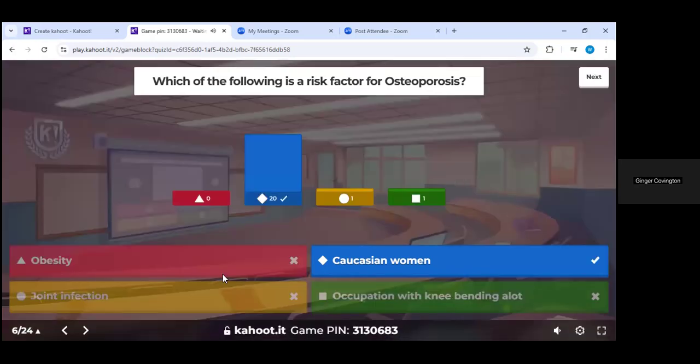Okay, and so what are the other three? What are they? Osteoarthritis. Yes, very good. So make sure you take a look at the osteoarthritis as well.